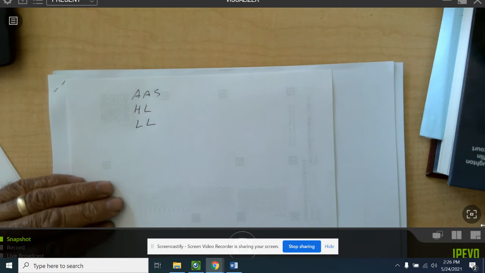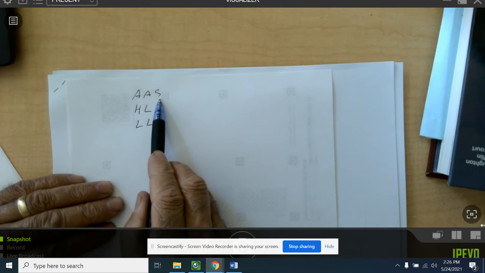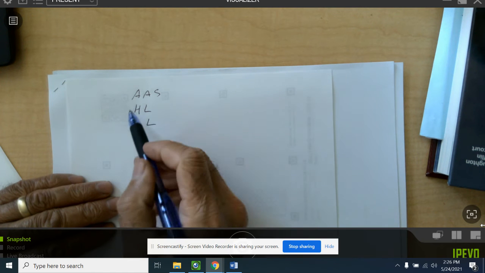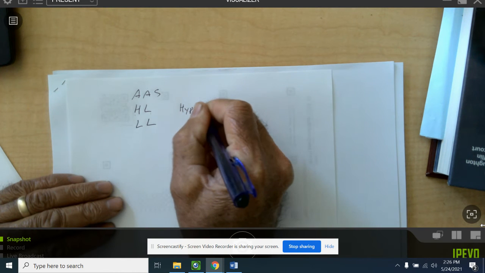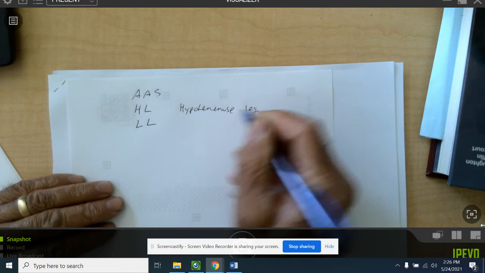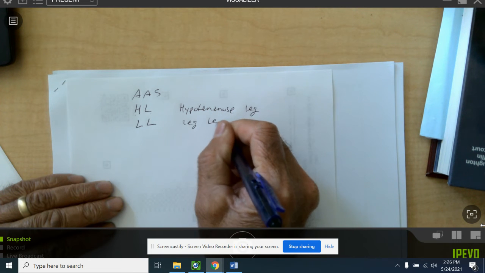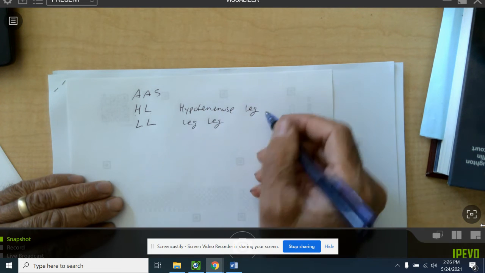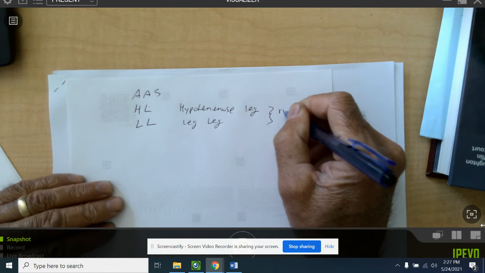Hello, we're going to talk about three new triangle congruence terms. AAS, which stands for angle, angle, side. HL, which stands for hypotenuse, leg. Leg, leg. That's the last one. Now these two right here, HL and LL, those are for right triangles.